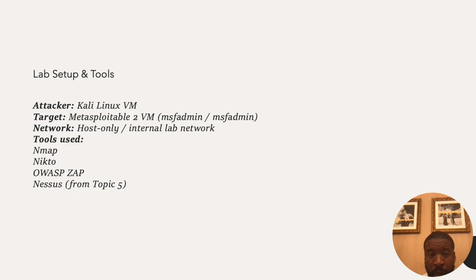For Part B, I used a very standard lab setup. Kali Linux served as the attacker with all the offensive tools installed by default. Metasploitable 2 was the target using known credentials, msfadmin, for local login later in this assignment. Both VMs were placed on an isolated host-only or internal network segment, so no traffic left the lab environment.